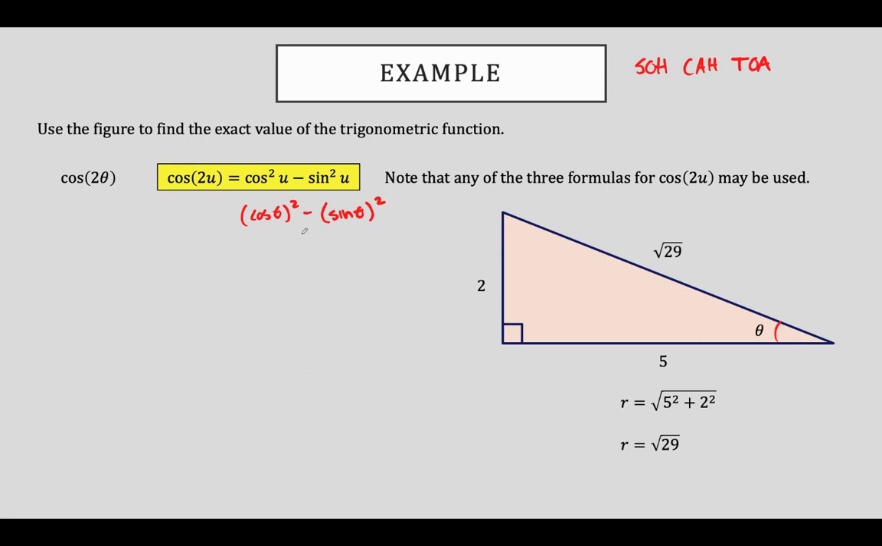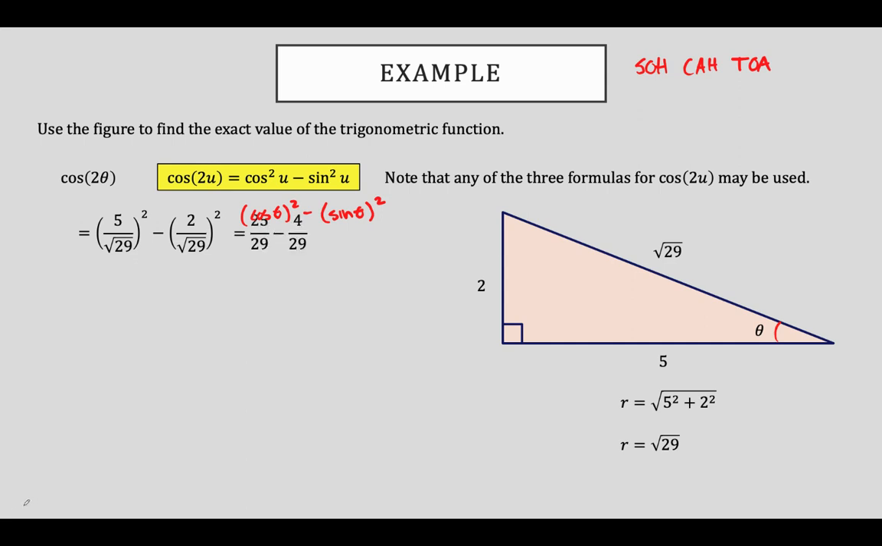So, using the formula, we have the cosine of theta squared. Cosine is adjacent over hypotenuse. That's 5 over root 29 squared minus the sine of theta squared. Well, sine is opposite over hypotenuse. That's going to be minus 2 over root 29 squared. Now, notice that I did not rationalize either of those fractions. And the reason being is, notice we are going to square each one of them. And when I square a fraction, I square the numerator, I square the denominator. That leaves me with 25 over 29.